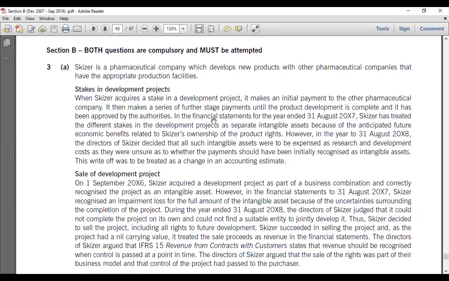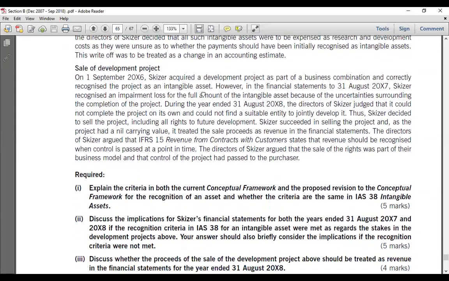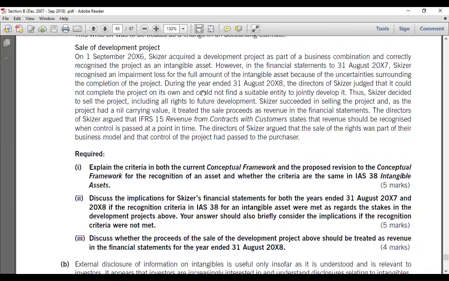Okay, so we have a question by the name of Skizzer. This is one of the past papers question, and there's a part that relates to IFRS 15 in this.